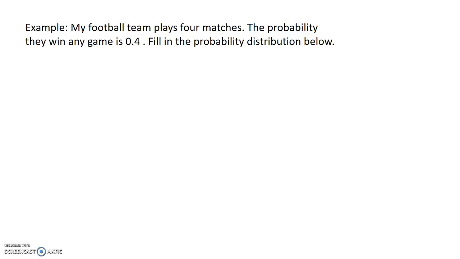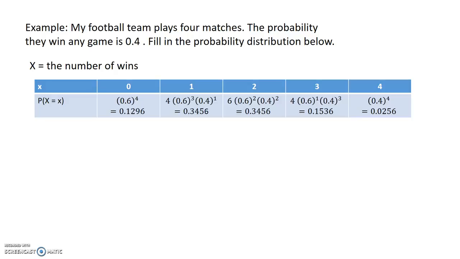Okay, new example. My football team plays 4 matches. Probability they win any game is 0.4. Let's fill in a probability distribution table. So x is the number of wins, so I can win 0, 1, 2, 3, or 4 of the games I play. Okay.